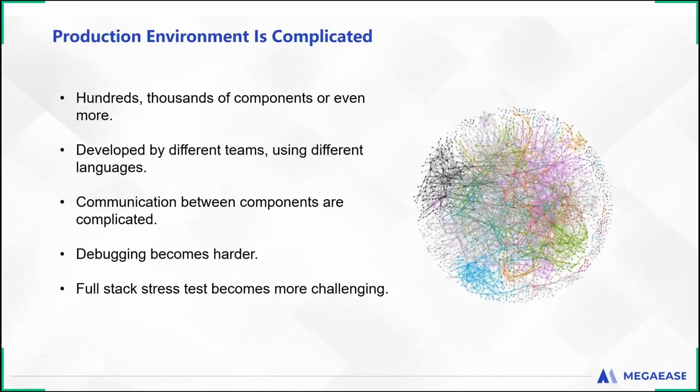Today's production environment has become very, very complex. Just like the picture on the right, there are many components in it, ranging from dozens or hundreds to thousands. And these components are developed by different development teams and in different languages, which makes the communication between them very complicated. No one can tell the relationship between all of them. The complexity, from a technical point of view, makes debugging difficult.